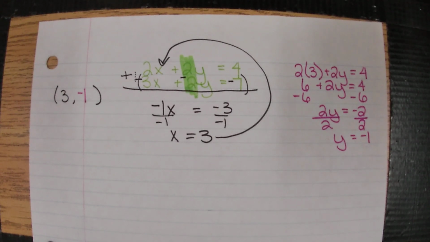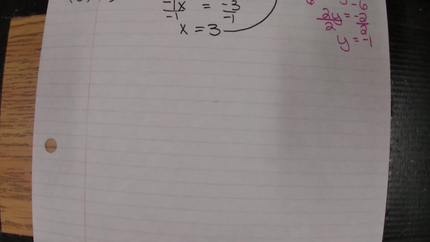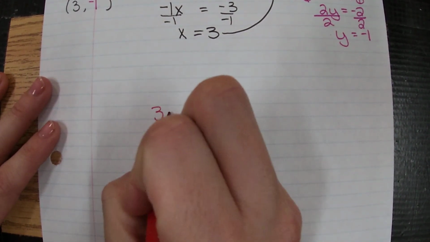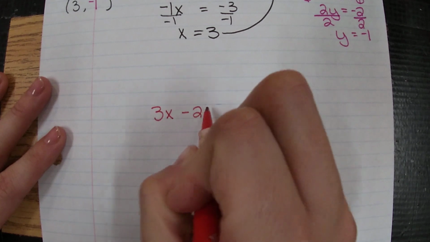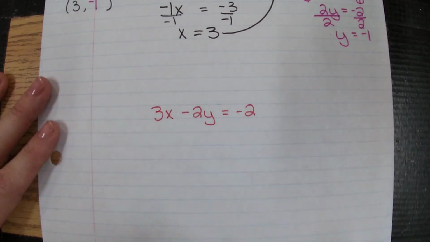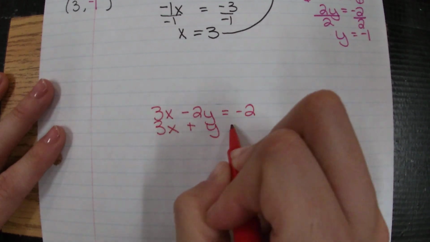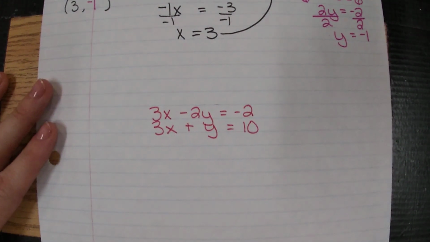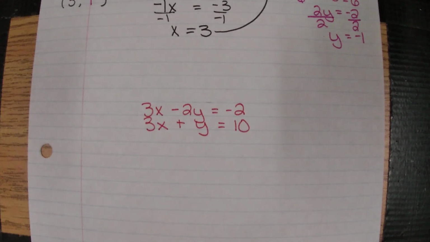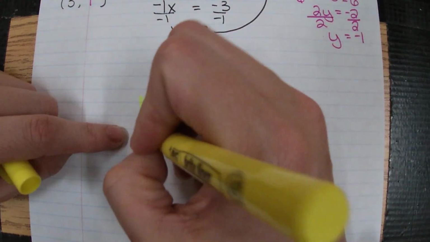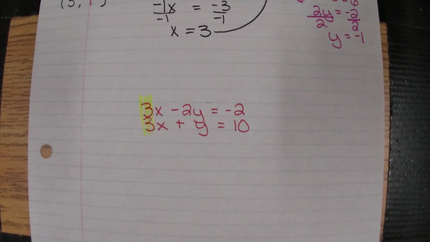Okay, one final example here that we are going to look at. Let's say we have 3x minus 2y equals negative 2, and 3x plus y equals 10. Okay, so again, our first goal is to look and see where we have that matching coefficient. The x has a 3 and a 3. Oh, right off the bat, these are matching. Okay, so that's where we're going to want to focus.